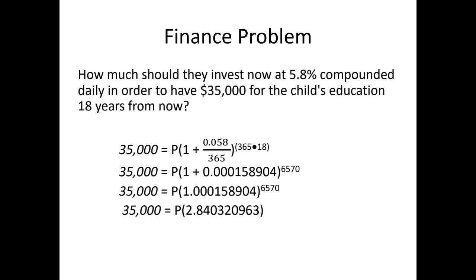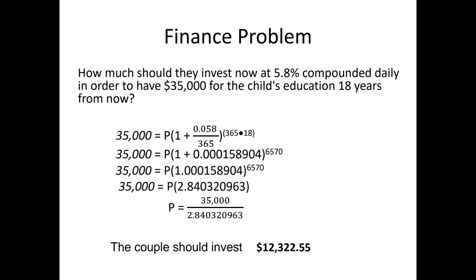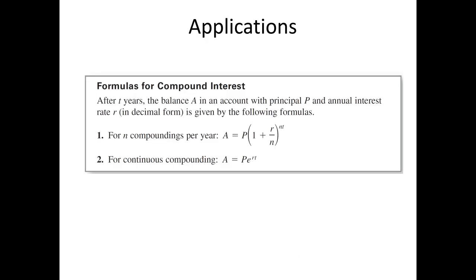So now we can divide. And so that's going to tell us that this couple should invest $12,322, okay, with 55 cents. Okay, so let's go on to the next part.